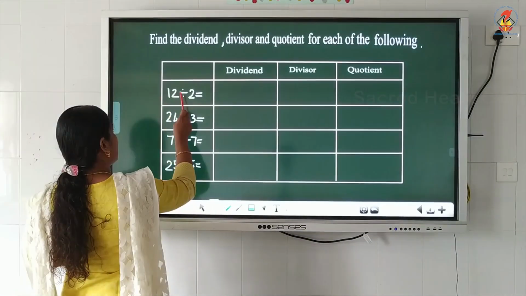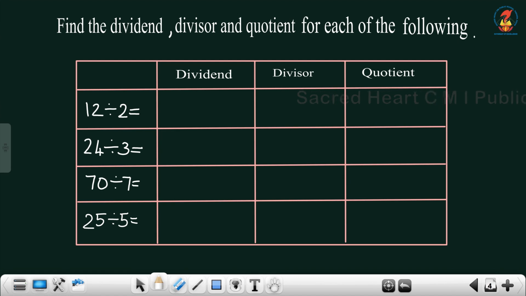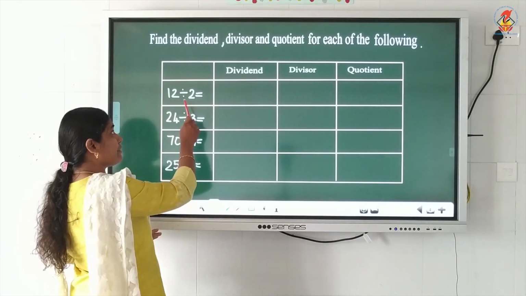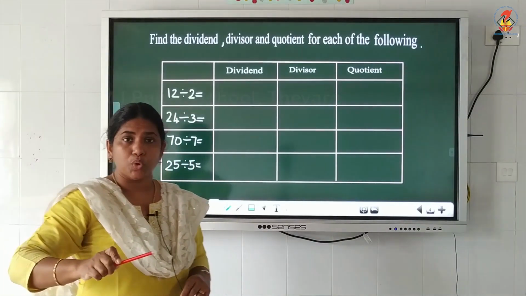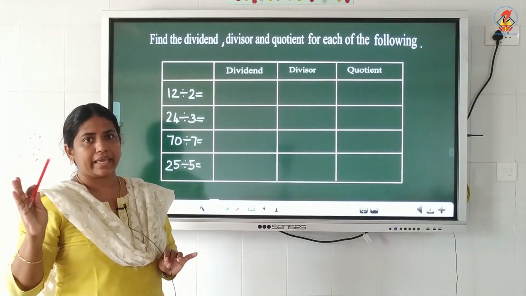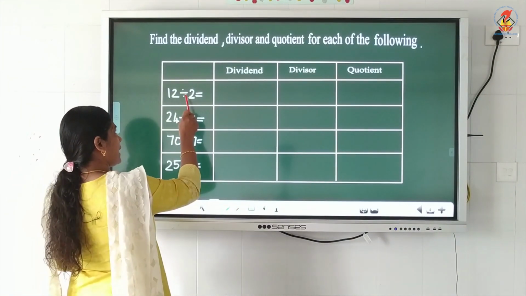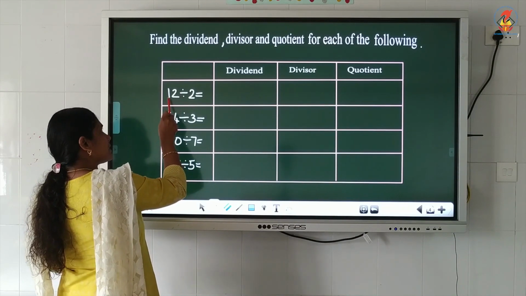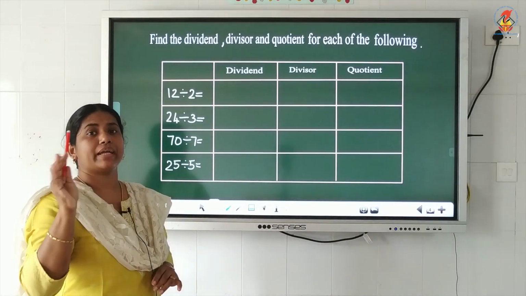Look here, 12 divided by 2. All of you know the multiplication table of 2, is it? So start counting the table of 2. By which number do we multiply 2 to get the answer 12? We have to find out that. By which number we multiply this 2, we will get this number 12. We have to find out like that.